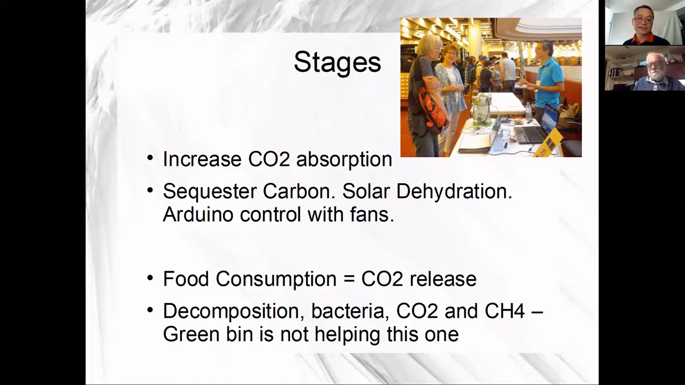On the other side, if you grow food, when you eat it, you're going to re-release the carbon dioxide, because that's energy into you. The same thing is if you throw stuff into the green bin, decomposition is creating carbon dioxide and methane, which is actually worse for greenhouse gas. So a green bin is not really helping with sequestering of carbon dioxide.